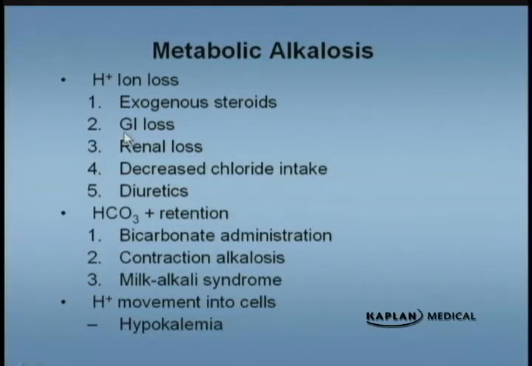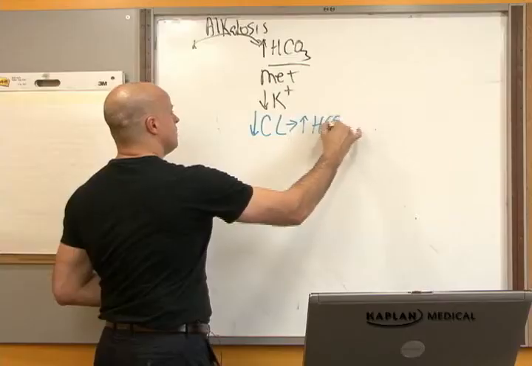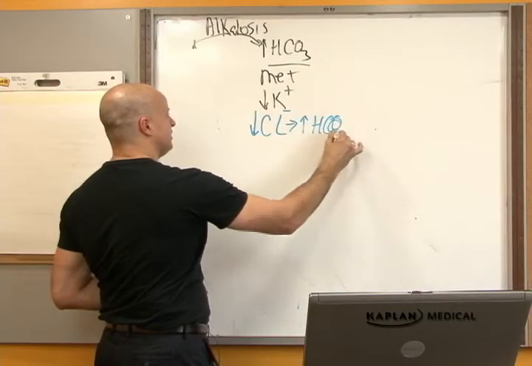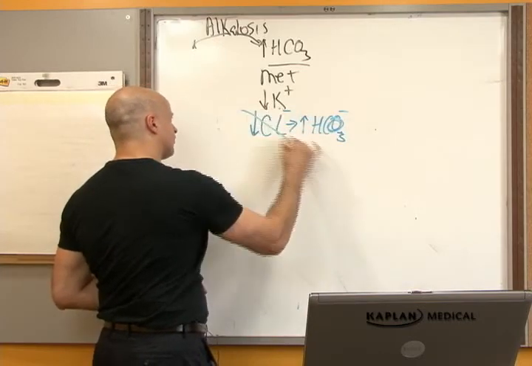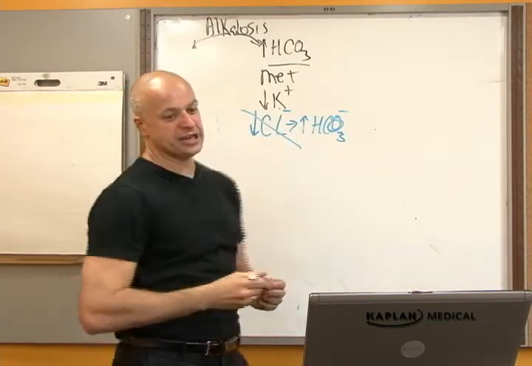GI loss is this: the colon excretes acid. So when you have diarrhea, your colon becomes an acid-excreting organ. Now, decreased chloride intake leads to an increased bicarb absorption. Because chloride is an anion, bicarb is an anion, and when you don't have chloride around, you increase the bicarbonate absorption.